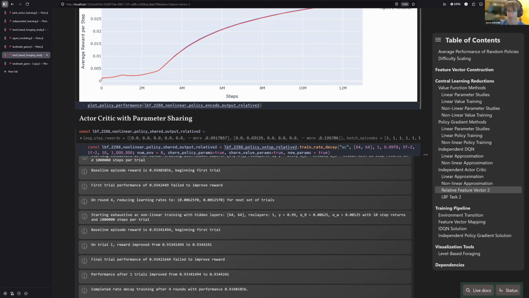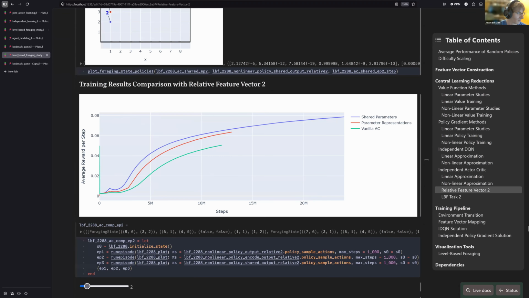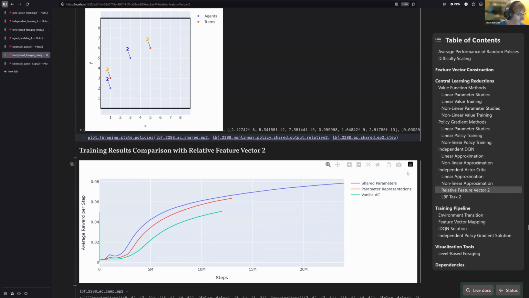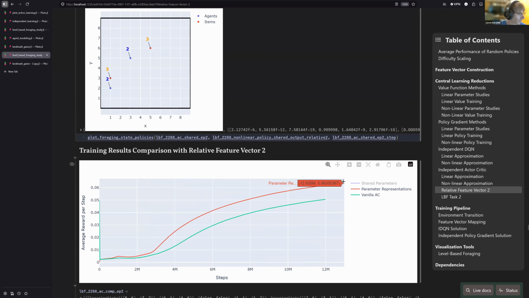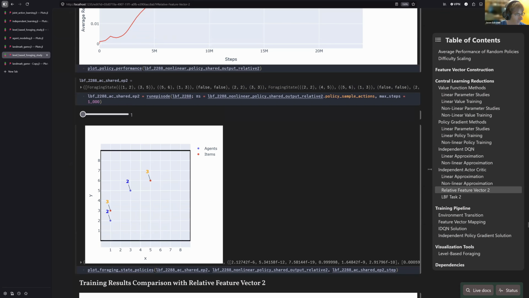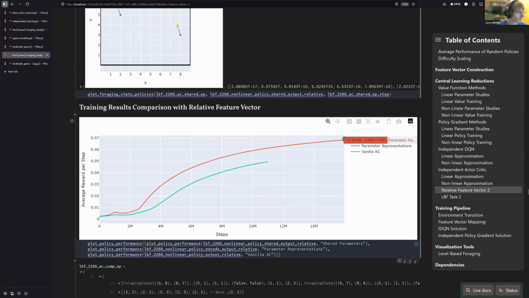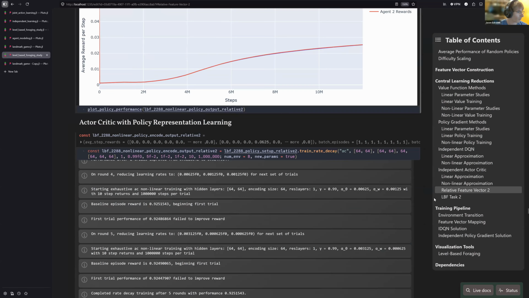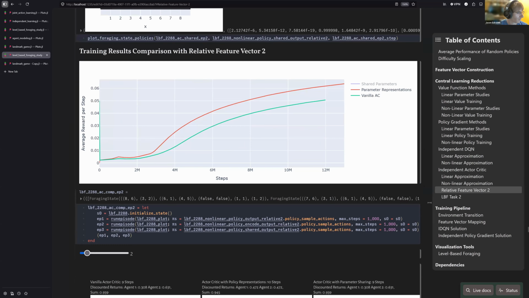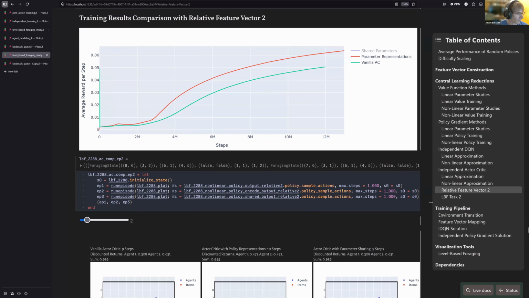in a more sparse manner than just turning it into a normalized number, now we can see, this is the representation learning point. 0.5. So the vanilla actor critic algorithm does a little better with this.